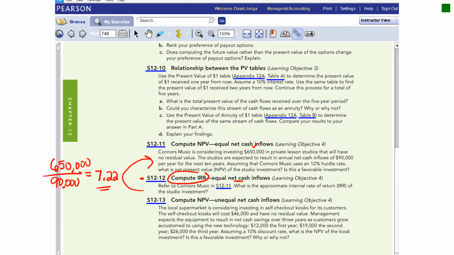So what you would do is take this number, and again, you're trying to find it in your present value table. And because it's going to be 10 years, you'd be using n is equal to 10. So you go to that row, and you're looking to see where the 7.22 falls in the table. And what you're going to find is it's going to fall between 6 and 8%. And that would be your estimate for your internal rate of return.